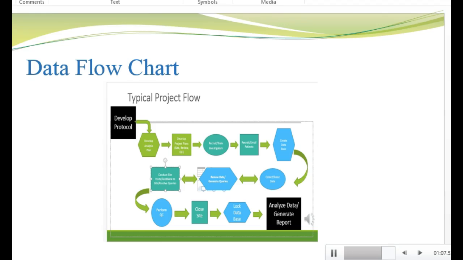Data management will create a database. Data is entered into the database. Data management and clinical will review all that data for discrepancies and trends. Discrepancies are resolved with the investigator. And once all the patients have completed the trial, data management is going to perform a quality control, or QC, check of the data. They're going to lock that database, and the statisticians can now analyze the data and generate a report. So that's a typical project flow.